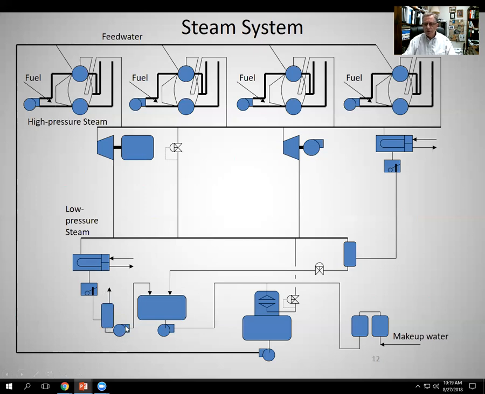Then we have a pump that gets it back to our main condensate return tank. Then we have a pump that takes it over to the deaerator, where we have some low pressure steam applied to heat it, to strip off the oxygen and non-condensable gases. And we still have our makeup water coming in over here so that we can maintain full water level in the system.